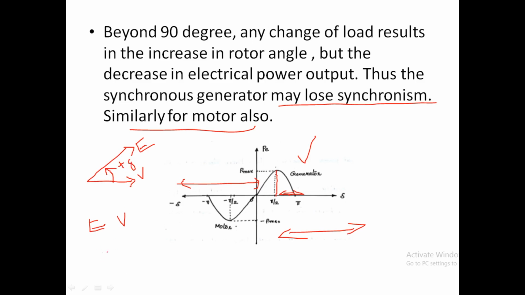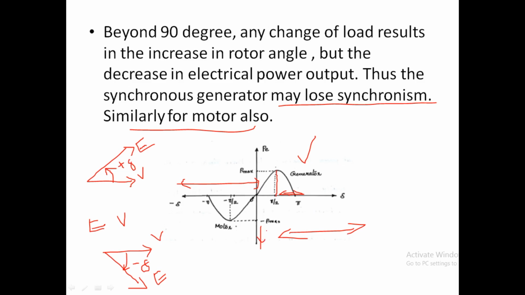But in case of a motor, if V is here, E will be here because it is the lagging back EMF. It is produced later, and the angle is always taken from V. That is the reference, but here the arrow mark is just opposite, so it will be minus delta. So delta will be negative, that is the only change. Whenever delta is negative, P will also be negative. So just reverse, P is negative.